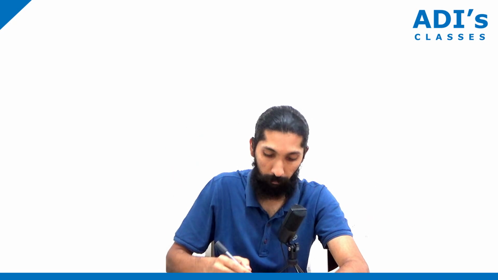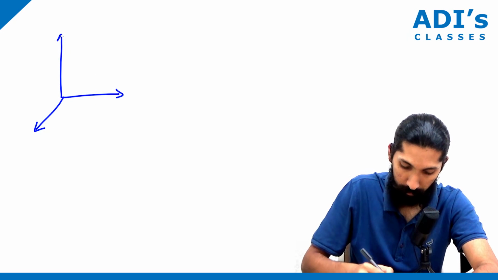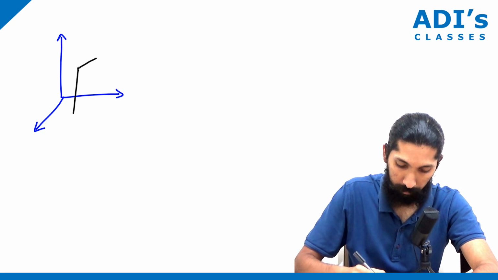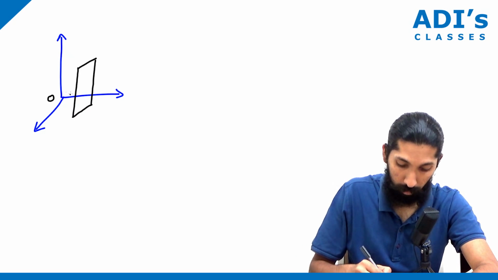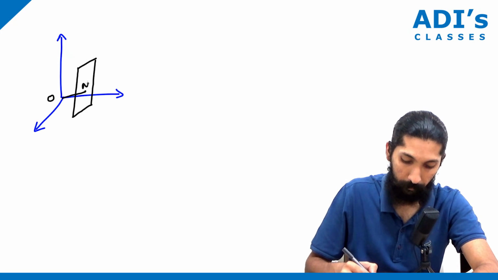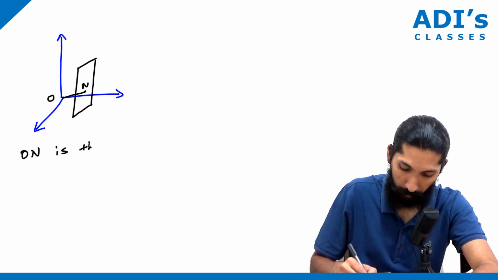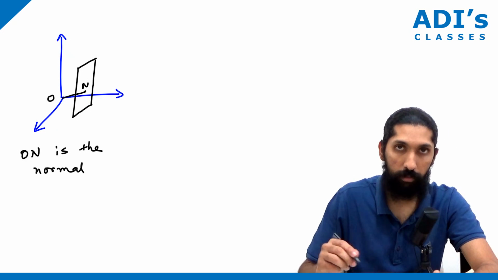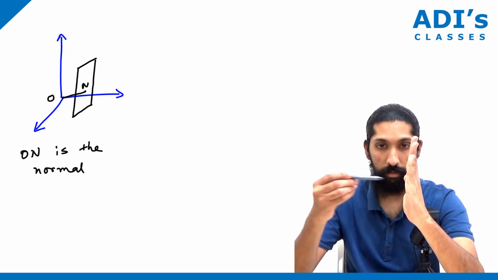That means here what we'll do, we'll take the x, y, and z axis like this. Fine. Now, in this, let's assume that we have a plane, something like this. From the origin, we'll draw a normal. Say this point is N. That means we can say that ON is the normal. ON is perpendicular to the plane, isn't it? So suppose this is the plane, then this is going to be ON.